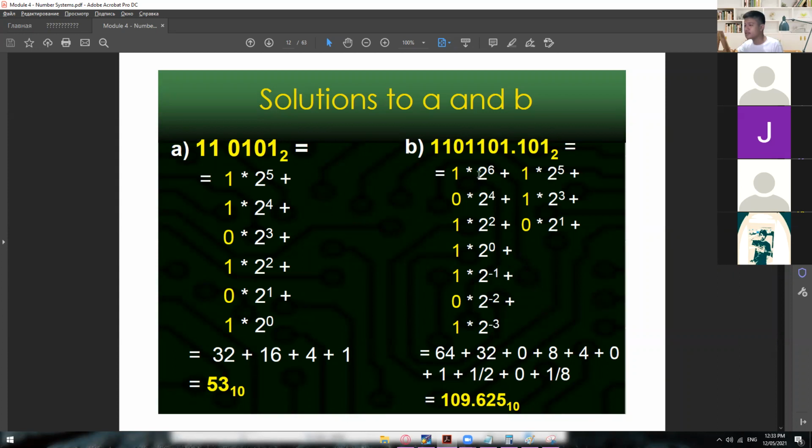And then again, your multiplier will be the base. Okay, so we have a base of 2 right here. So your multiplier is 2. And then just do the math and then you will get 109.625.